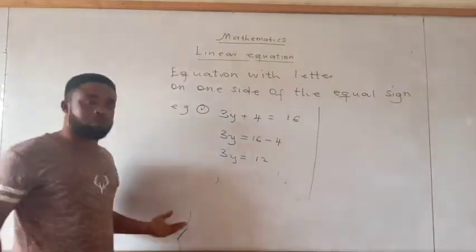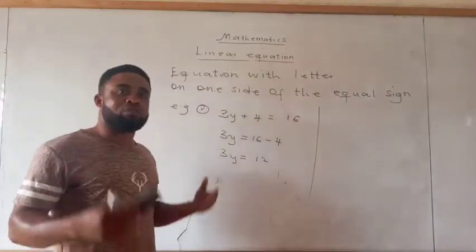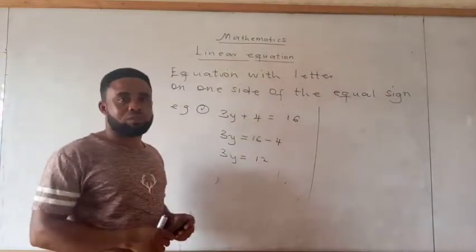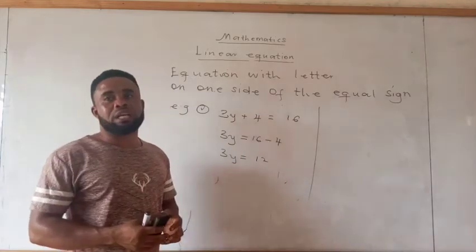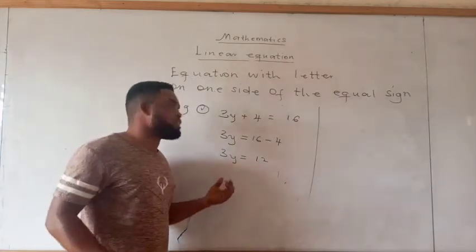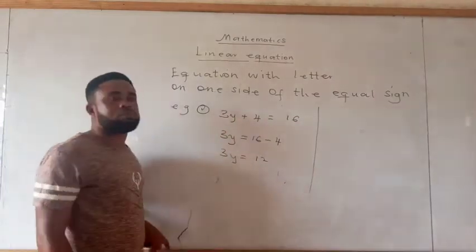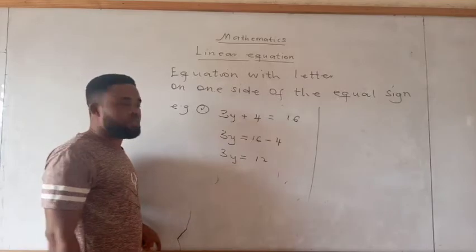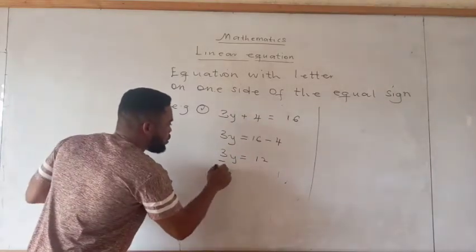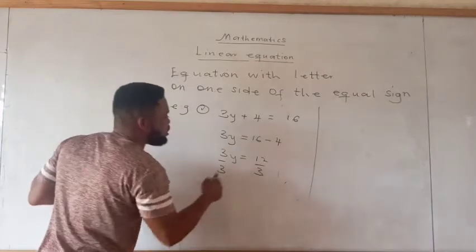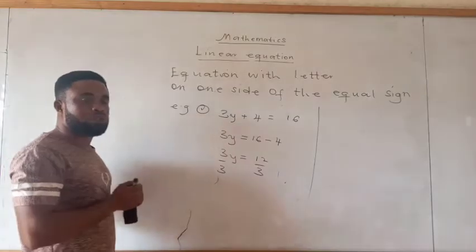So when it is multiplying, our inverse operation is division. So here, when we get here, we divide what? Both sides. We divide both sides. So you divide here, you divide there. So it is going to be over 3 over 3. You divide both sides by the coefficient.